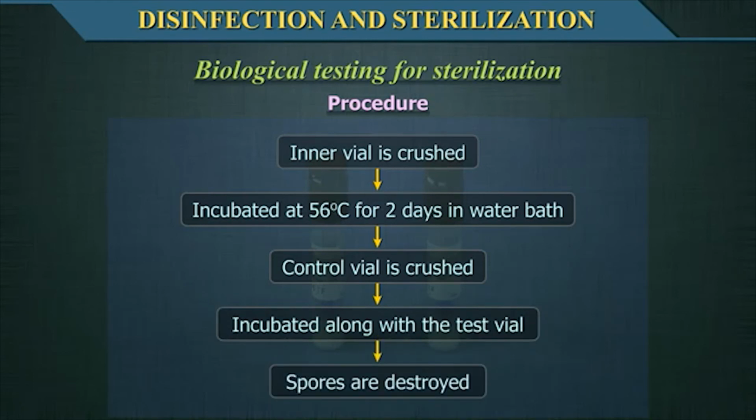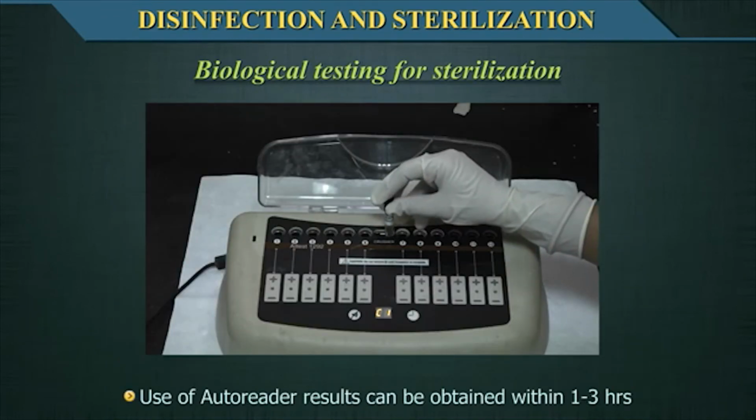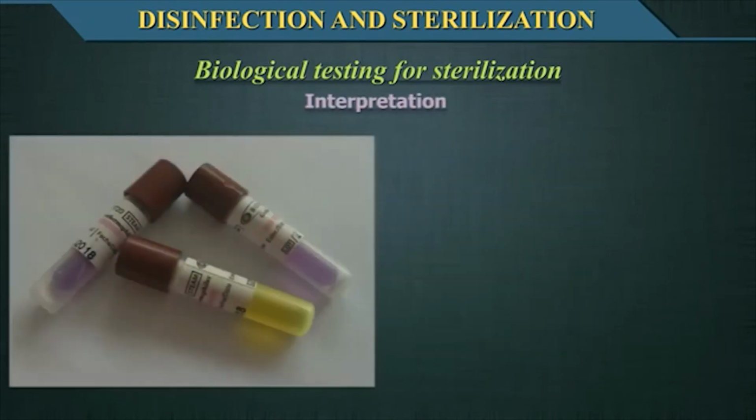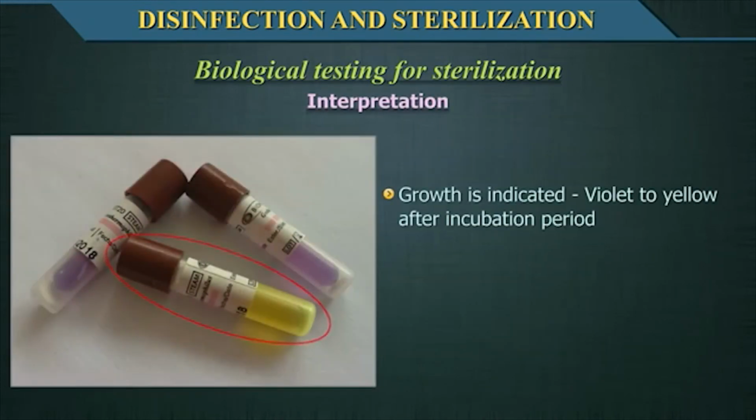Spores are destroyed if sterilizing conditions are met. The growth can be read manually or with the help of an autoreader. With the use of an autoreader, results can be obtained within 1 to 3 hours. Interpretation. Growth is indicated by change of color in the vial, for example, violet to yellow after the incubation period.